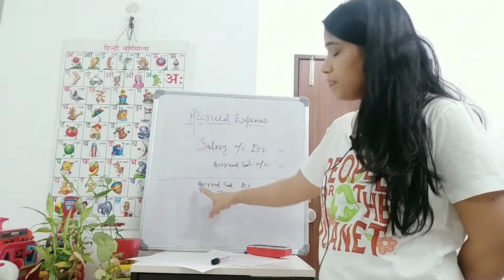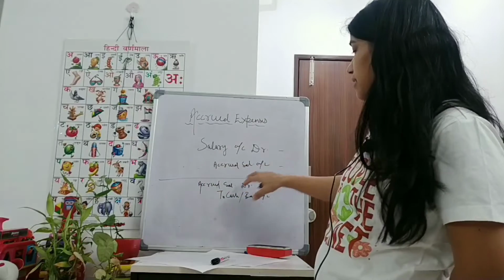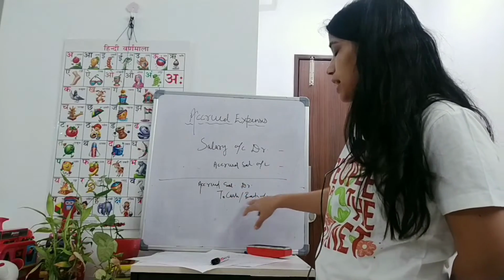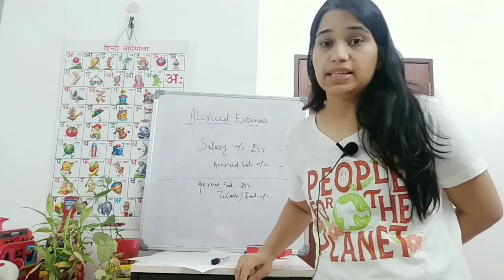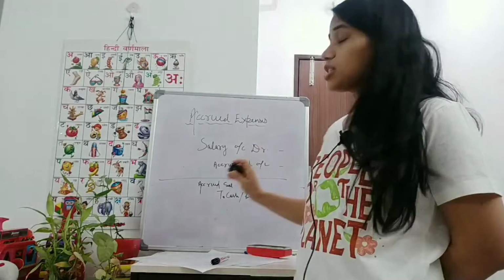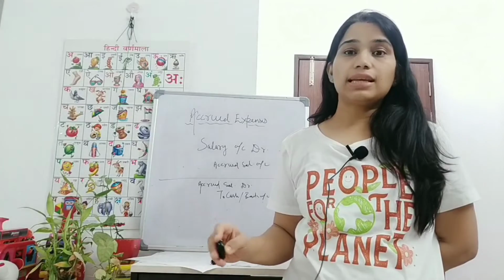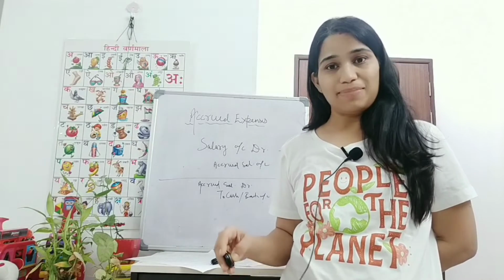Again, when the company will nullify this accrued salary account, the company will pass this entry: accrued salary debit to cash or bank account, however the payment will be made. So this accrued expense is a short-term liability for a company, and it will be shown on the liability side of the balance sheet of a company.